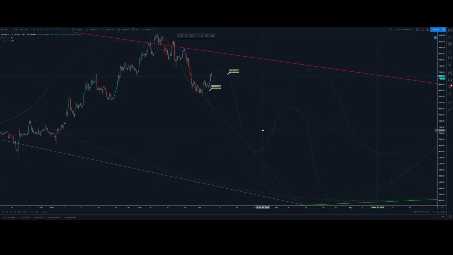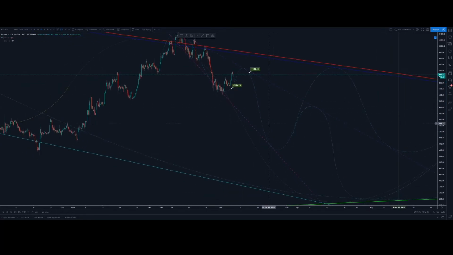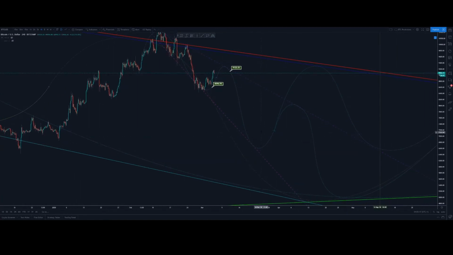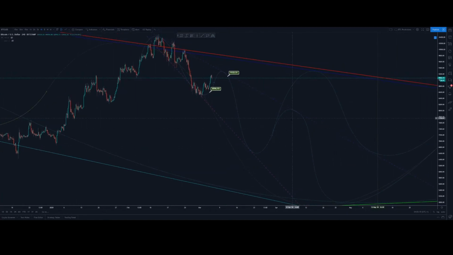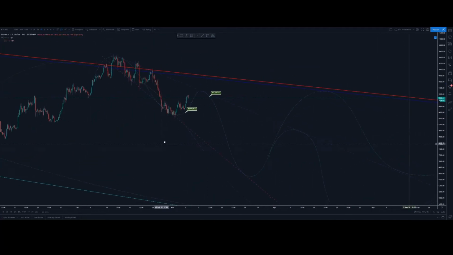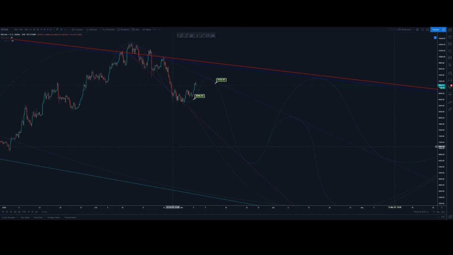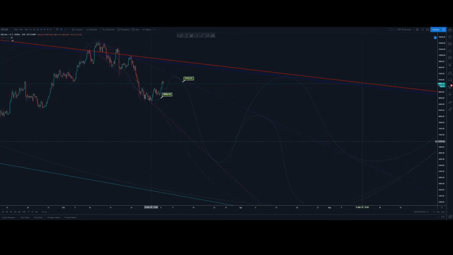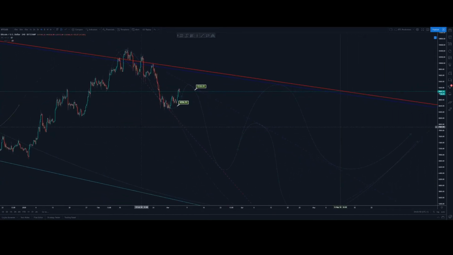And if it doesn't find support here, that might continue to go down like that. But since we're only trying to predict here, let's stay with this prediction. And remember, ladies and gentlemen, nobody has a crystal ball. Nobody.